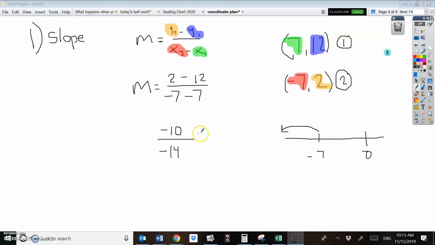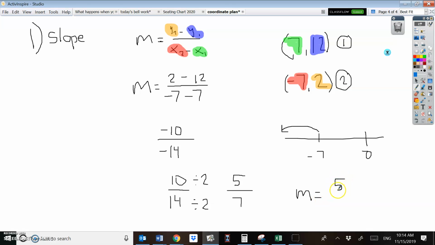We know that every fraction is a division problem, so this is negative 10 divided by negative 4. I know that a negative divided by a negative is a positive, so it should be 10 over 4. The negatives cancel, and now reduce that fraction. Divide by 2, and divide that by 2. And what do we get? 5 over 2. So slope, m, equals 5 over 7.